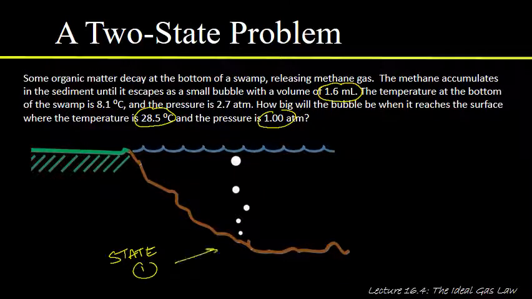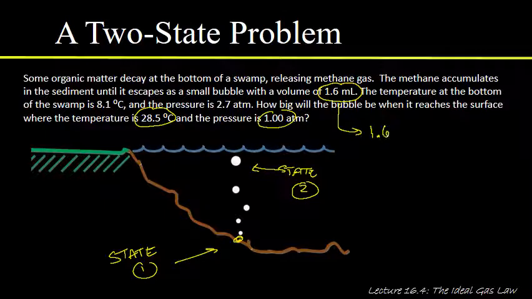State 1 describes the bubble right here when it was released, and state 2 describes the bubble as it reaches the surface. Okay. We've got some, but not all, of the variables for all of these. In the next slide, we're going to identify state 1 variables and state 2 variables. But before we do that, we've said before we need to take account of units. So before we go to the next slide, let's just go ahead and look at this.